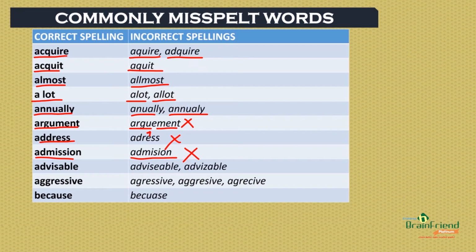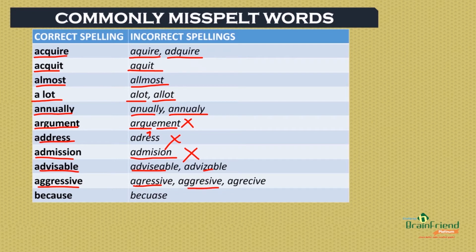Next, we have advisable, which is spelled ADVISABLE. It is wrongly spelled as ADVISEABLE or ADVIZABLE. Most people mistake the S for Z, which is wrong. Next, we have aggressive. Aggressive is spelled AGGRESSIVE, but it is wrongly spelled as AGRESSIVE.